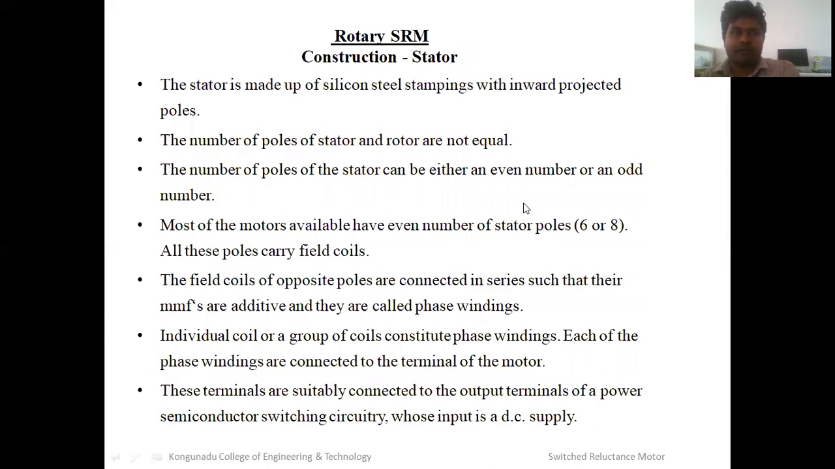Here the construction has two types of motion. One is rotary, another one is linear. First, the rotary switched reluctance motor. The stator and rotor, two parts are there. The stator is made up of silicon steel stampings. The rotor is also made up of silicon steel stampings, but the stator has inward projections.